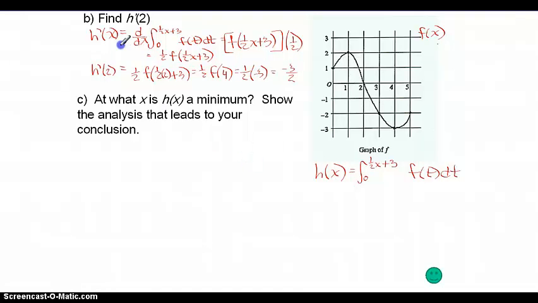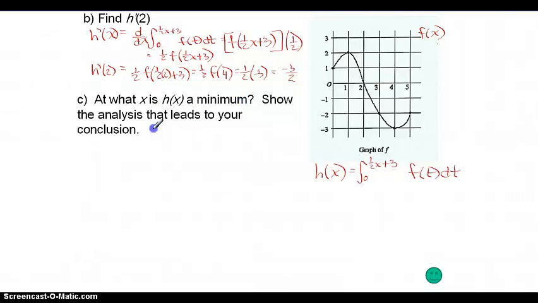All right, so if this was a 1-to-1 relationship and the upper limit was just x, then h prime would have been f of 2, which would have been 0. And so that's probably what some students would answer if they don't understand the chain rule part of fundamental theorem part 2. All right, and finally part C, at what x is h of x a minimum?